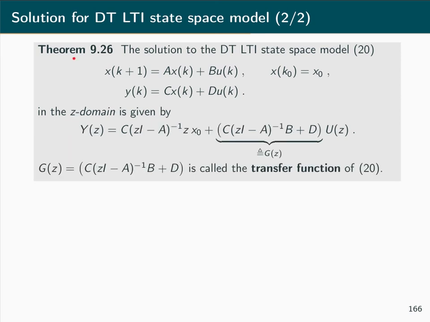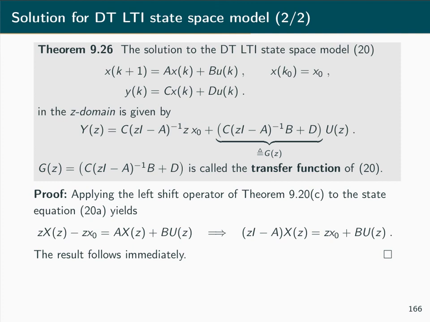Finally, Theorem 9.26 states the solution to the discrete time linear time invariant state space model in the Z domain, which is given as the Z transform of the output y of z is equal to the sum of two terms, the first of which involving the initial condition x0, which is multiplied by this expression, and the second of which involving the Z transform of the control inputs u of z, which is multiplied by this expression, which is also defined as the transfer function of system 20, often denoted as g of z.